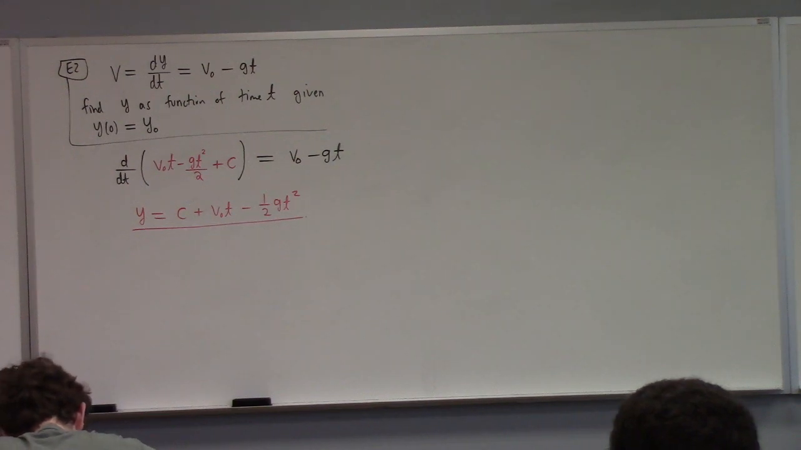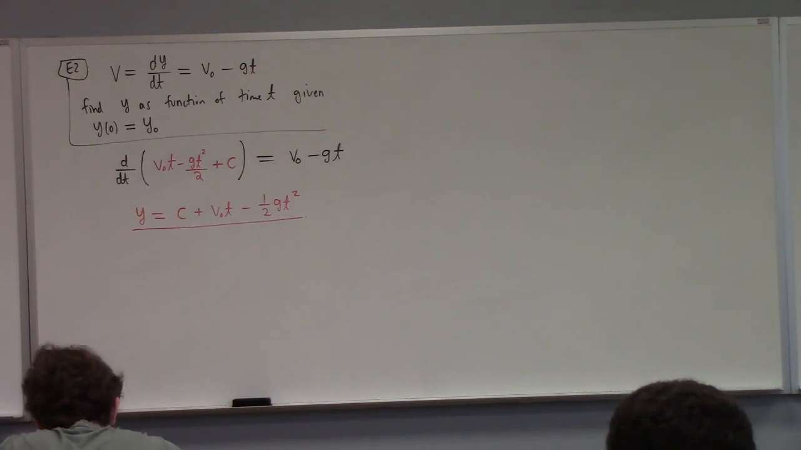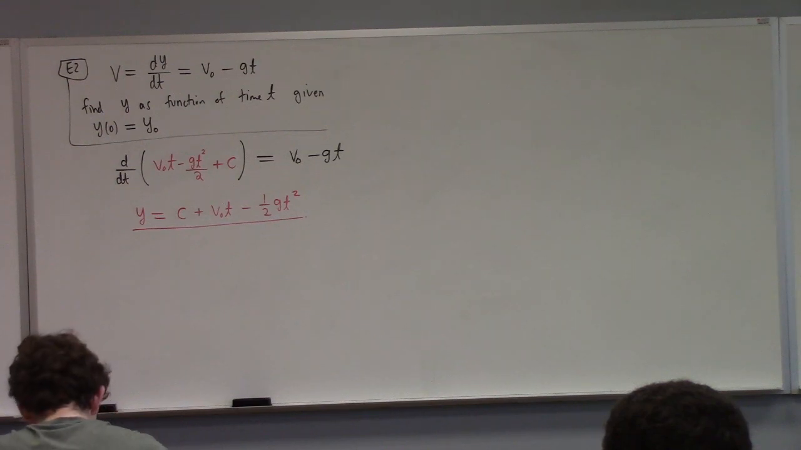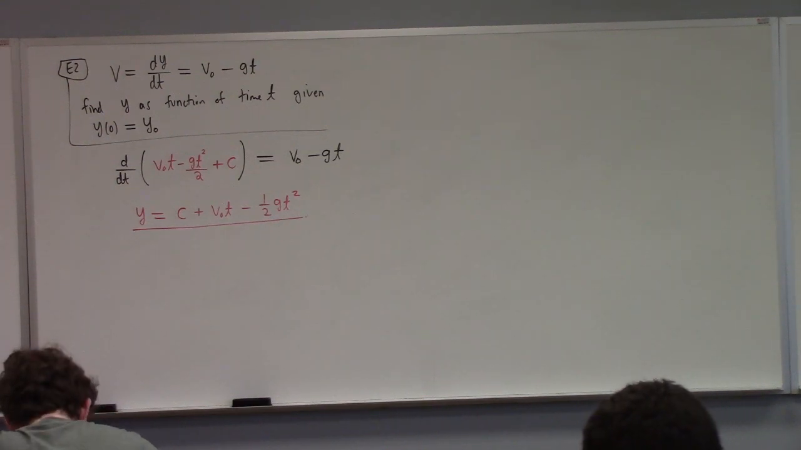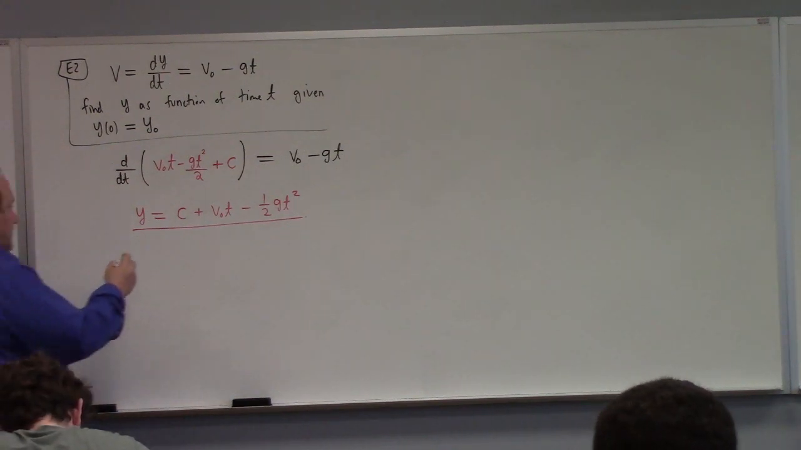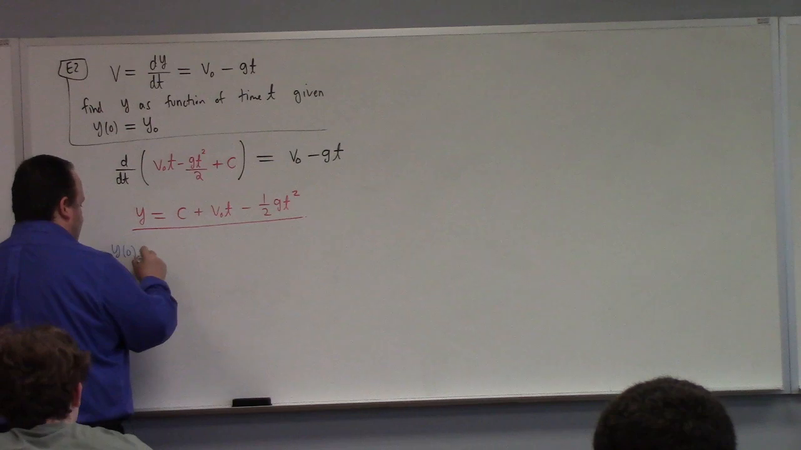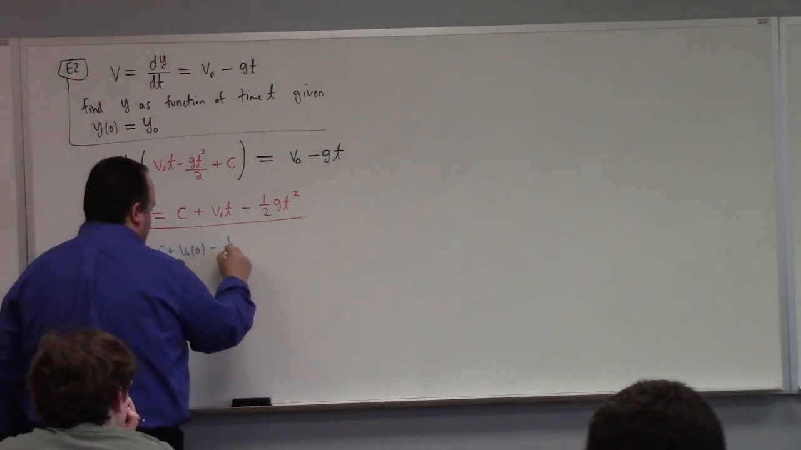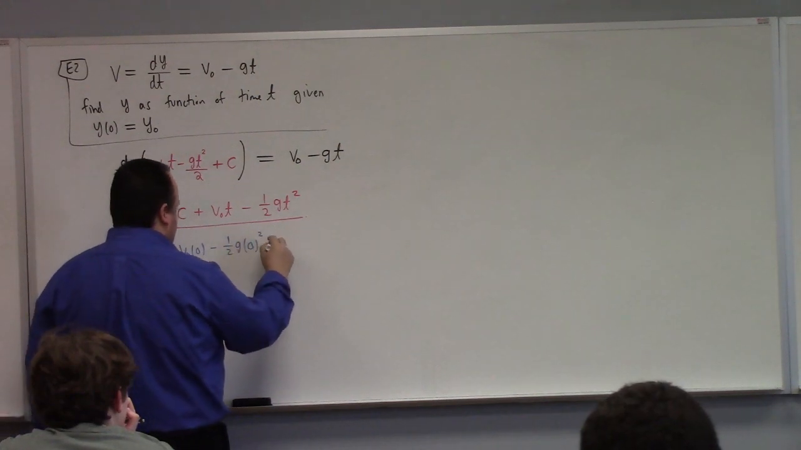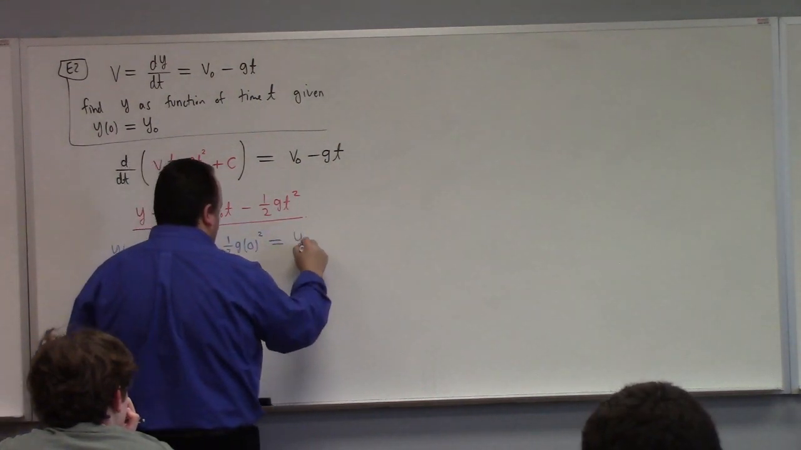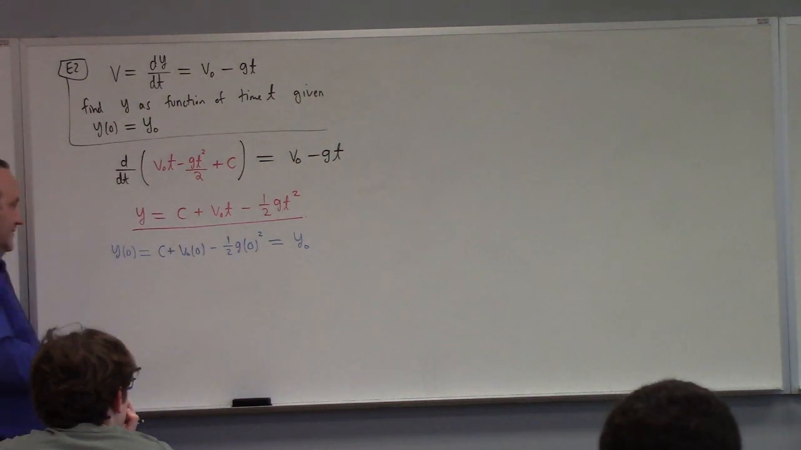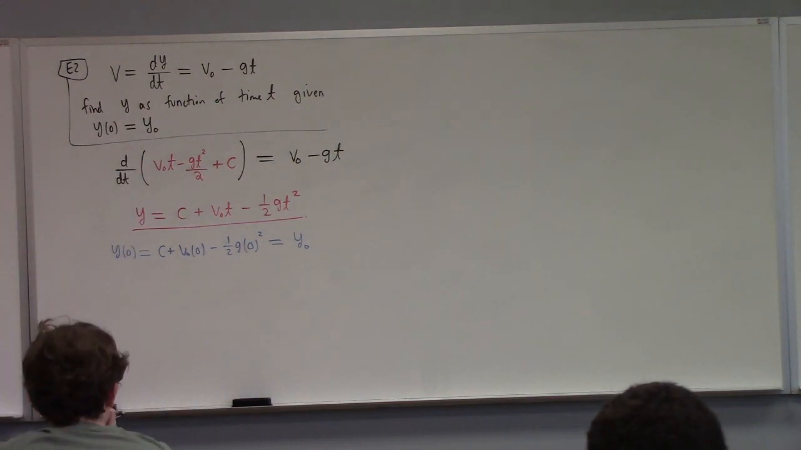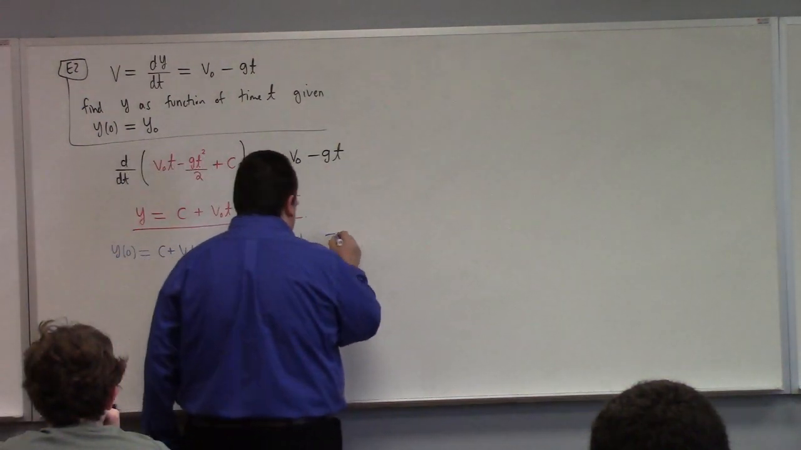But we do know that the initial position is y naught, right? So now plug that in and see what that forces the constant to be. So we plug in y at time 0, and so into this formula I get c plus v naught times 0 minus 1/2 g times 0 squared, and that's all equal to the given y sub naught. So again, the constant ends up just being equal to the initial data which was given. It doesn't always work out that way, but this time it did.